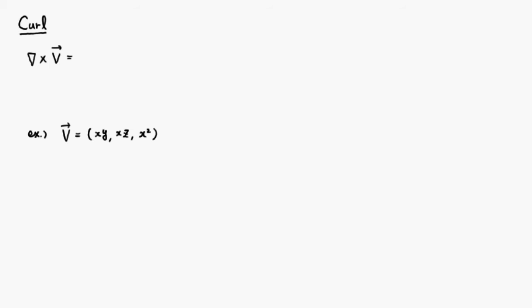Alright, let's look at curl. Curl of a vector function. The notation is nabla, a cross product with a v function. Since it's a cross product, I'm going to go through the cross product notation.